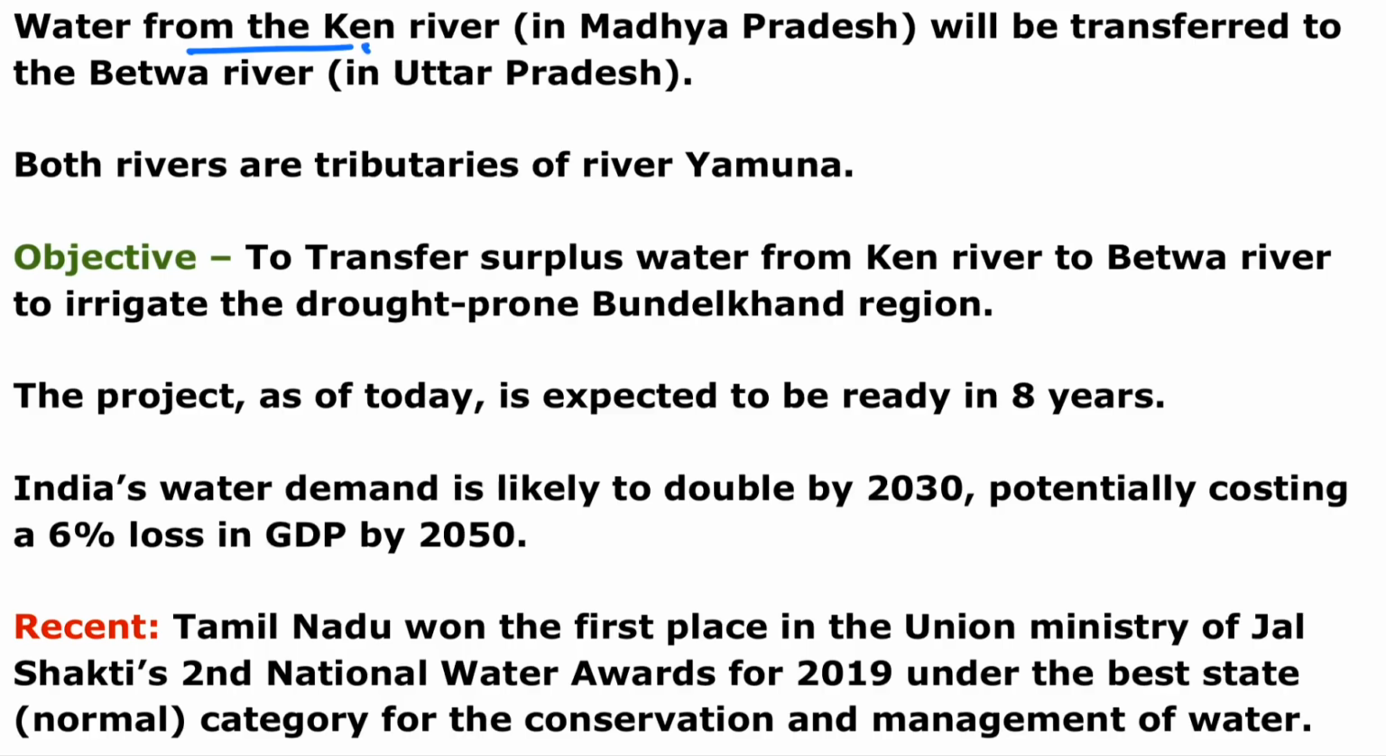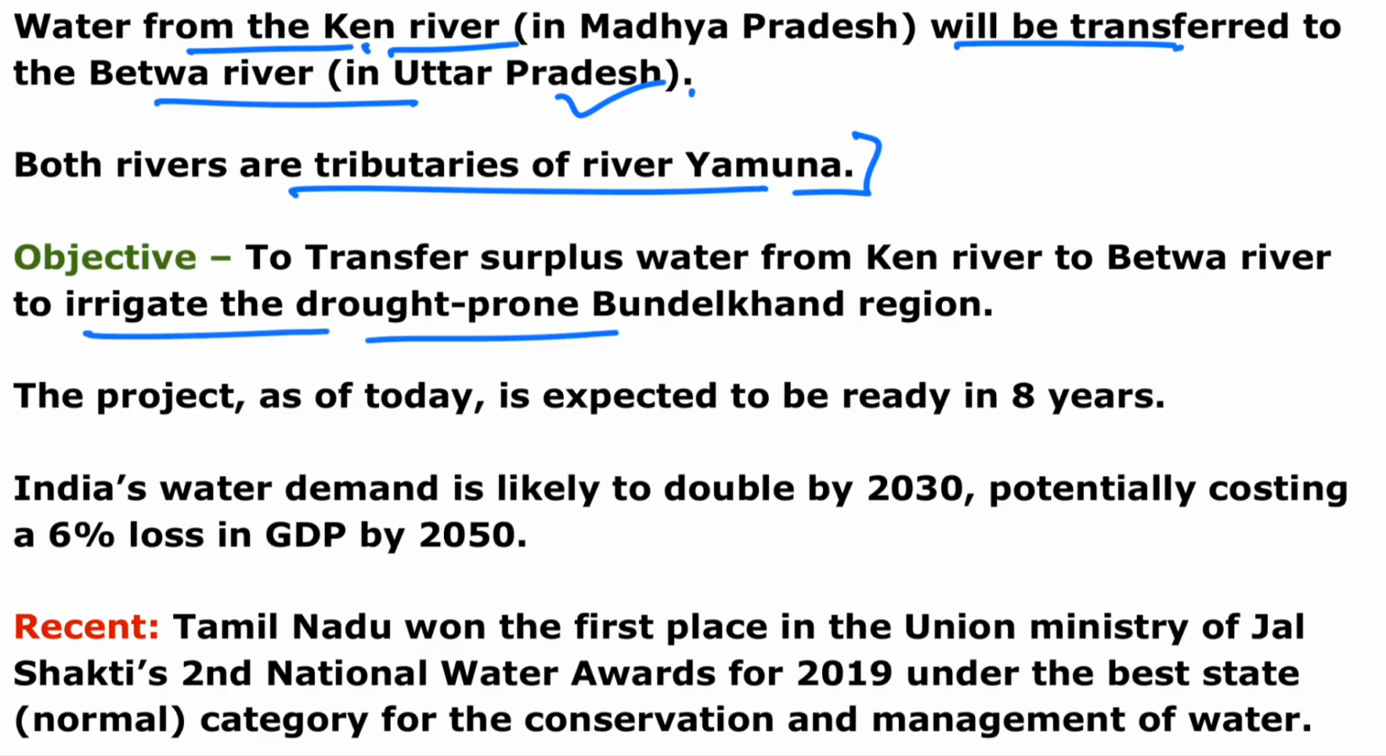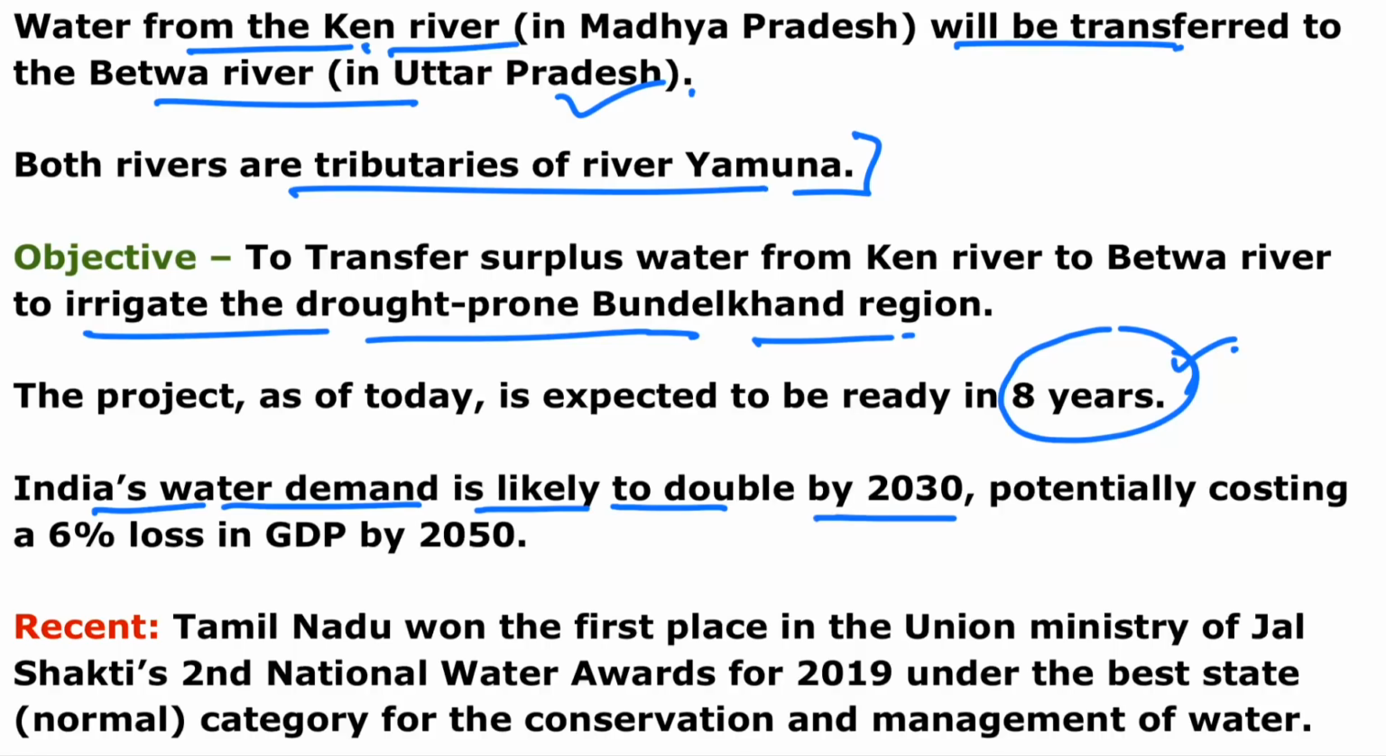Next, the water from the Ken river will be transferred to the Betwa river in Uttar Pradesh. Both the rivers are tributaries of the Yamuna. The main objective is to irrigate the drought prone area of the Bundelkhand region, and the total project time period is 8 years. And remember that India's water demand is likely to double by 2030, potentially costing a 6% loss in GDP by the year 2050. It means we have to address this type of water scarcity problem from now.